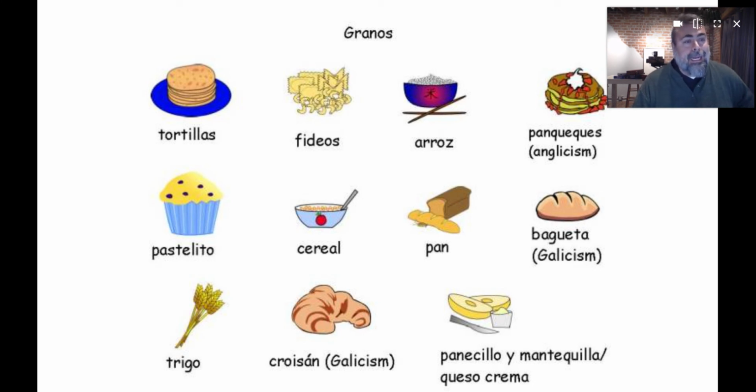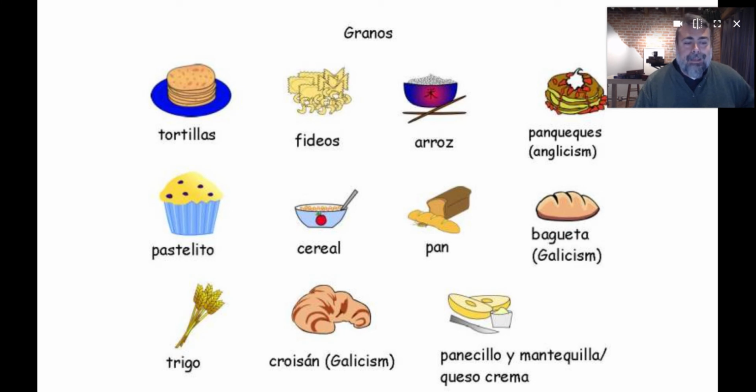Panqueques or panquecas. It says Anglicism there because it's straight from English. Pastelito, little cake. Cereal. Pan. Bagueta is sometimes used for French bread. That's a Gallicism. A Gallicism means that it's a Frenchicism. Trigo. Trigo is wheat. Harina de trigo, wheat flour. Croissant.